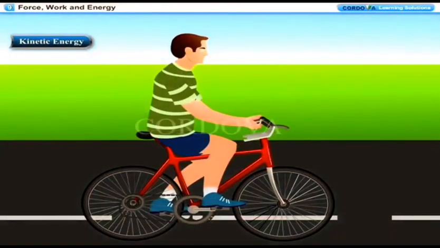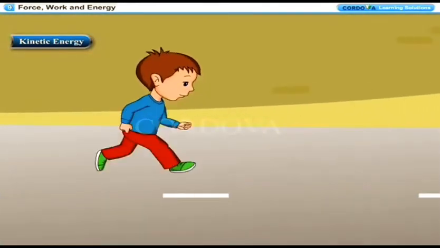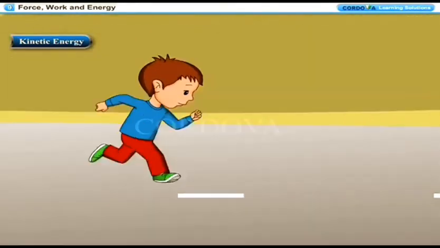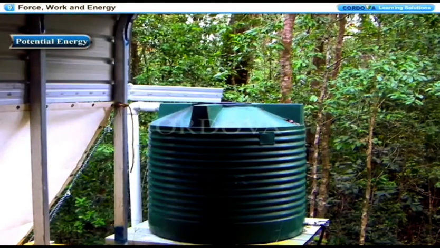Kinetic energy. The energy of an object due to its movement is called kinetic energy. A moving bus, moving cycle, running boy, etc. have kinetic energy. Potential energy. The energy stored in a body due to its position is called potential energy. The water stored in a tank has potential energy.